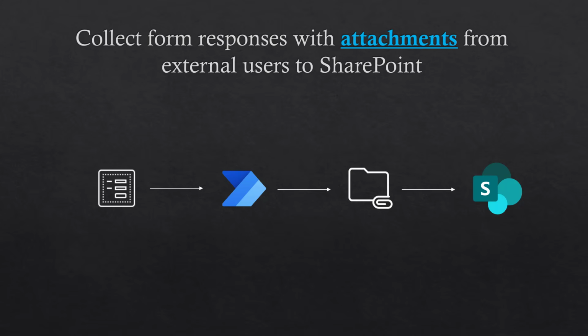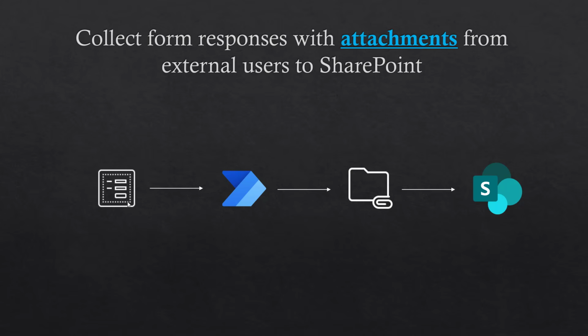So first off, let me just explain the scenario. The scenario is when you are trying to get some responses from certain users that are outside of your organization. You want them to submit some responses, and it also requires them to have some attachment as part of the information they are submitting.